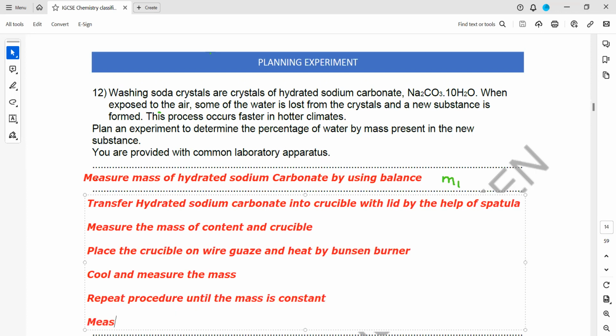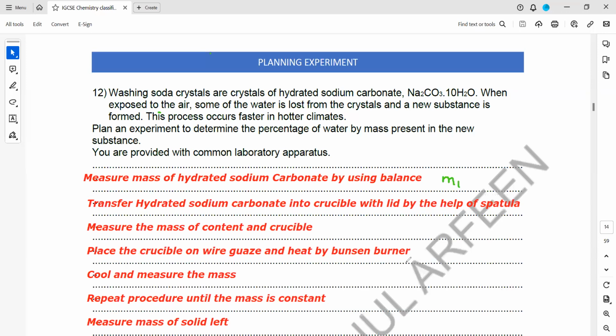Then the last thing, we'll measure the mass of the solid left behind. And the last part is about the calculation. Why do we measure the mass again? It's because we want to make sure that all of the water of crystallization has been lost, so the substance does not change, and the chemical reaction has taken place. That's why we measure the mass of the crucible and its content again. Now, this is M1 and this one is M2. So the mass of the water will be M1 minus M2.